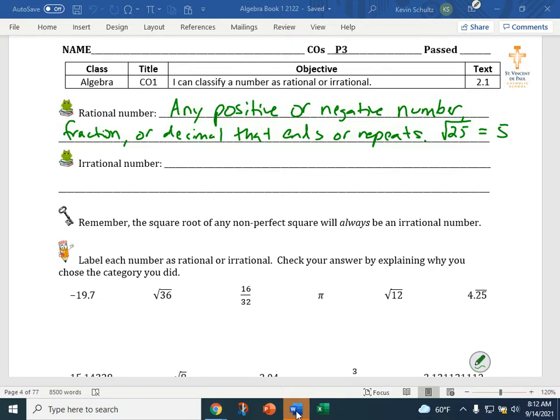All right, Jack, give us your definition of an irrational number. It is a decimal that does not end or repeat. Okay. It goes on forever and ever and ever.